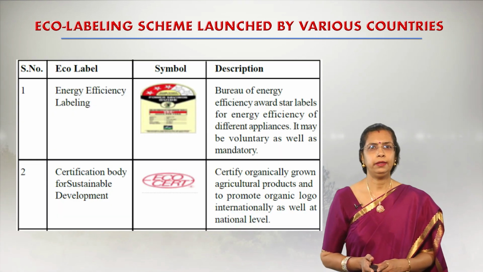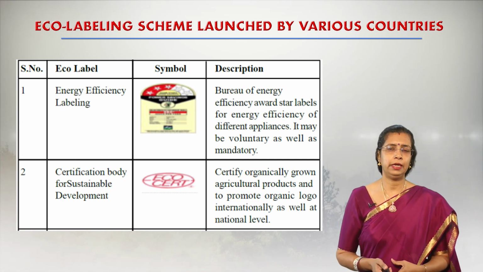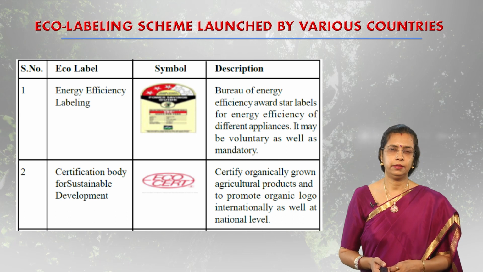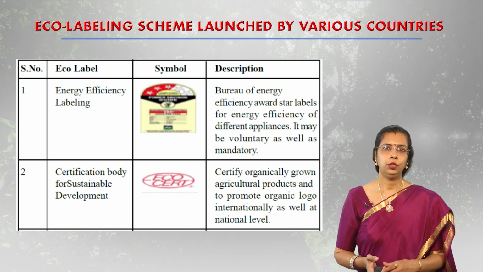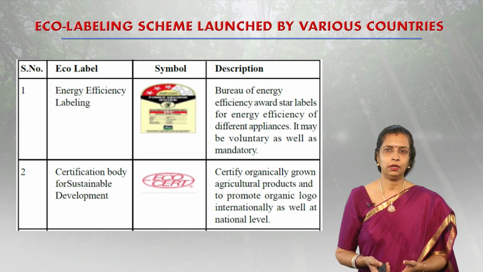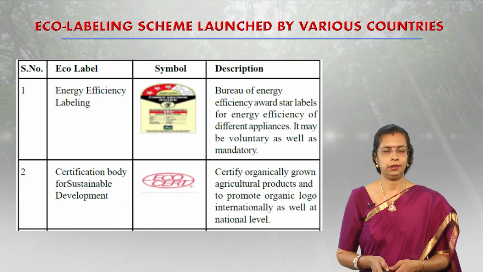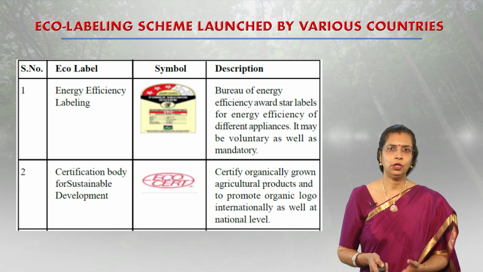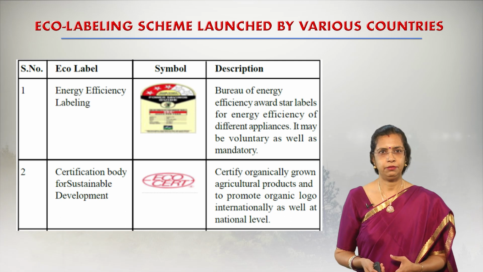Now these are the energy efficiency labelings. As I told you, you could have them in air conditioners, in the press or the iron that you use, or even in water geysers, that is the water heaters. Whether it has a 3-star or a 5-star, these are the Bureau of Energy Efficiency star labels for the energy efficiency of different appliances. It may be voluntary as well as mandatory.